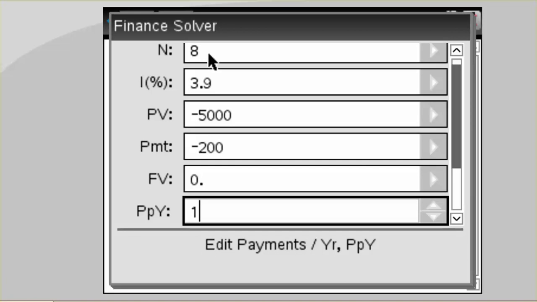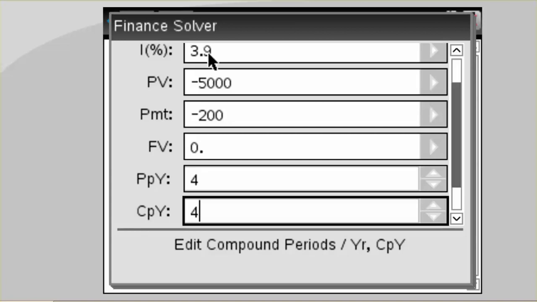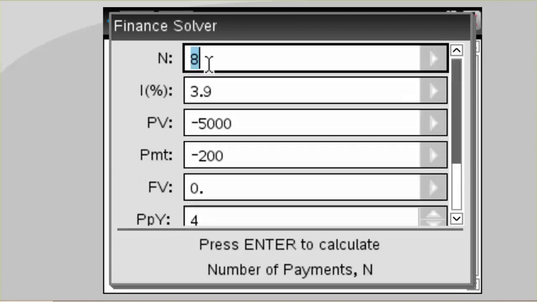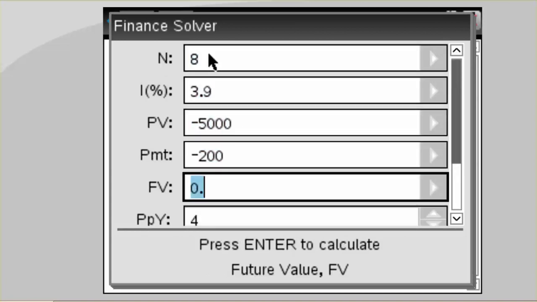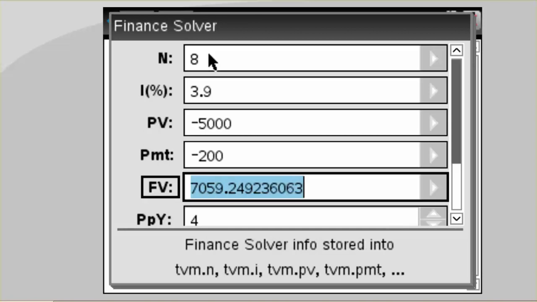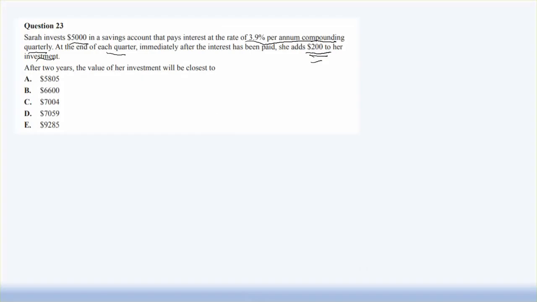And her PPY is how often it's compounding. So that was 4. CPY changes automatically. So I just want to go to the future value. I'll press enter and find out what that will be. $7,059.25. So I'll go back to the question. And 7,059. So D.